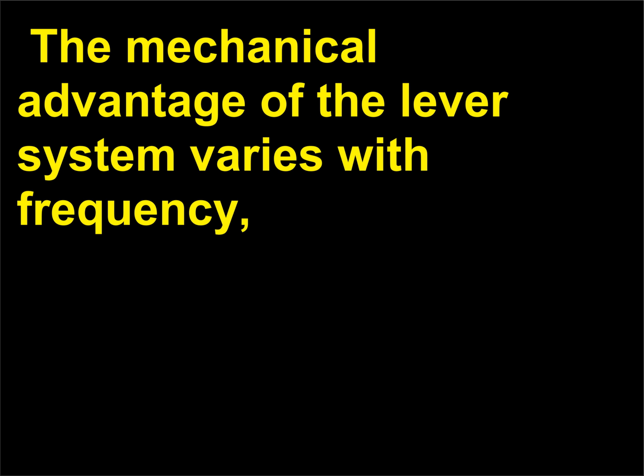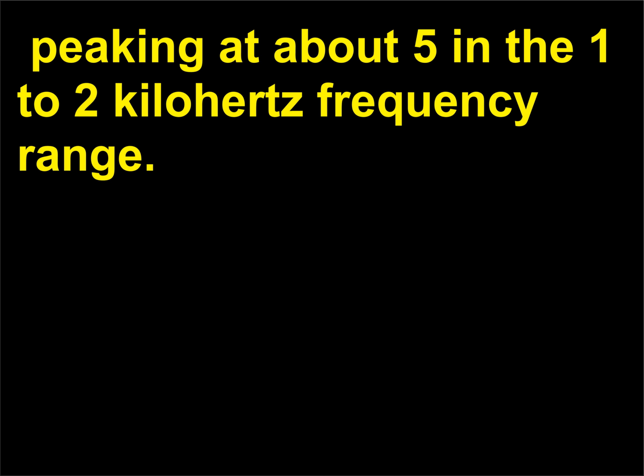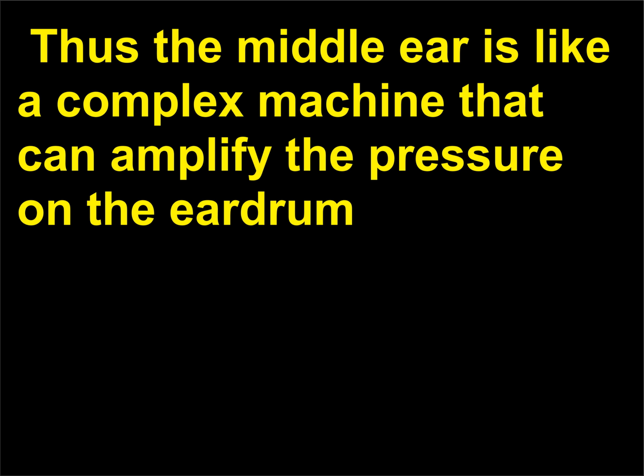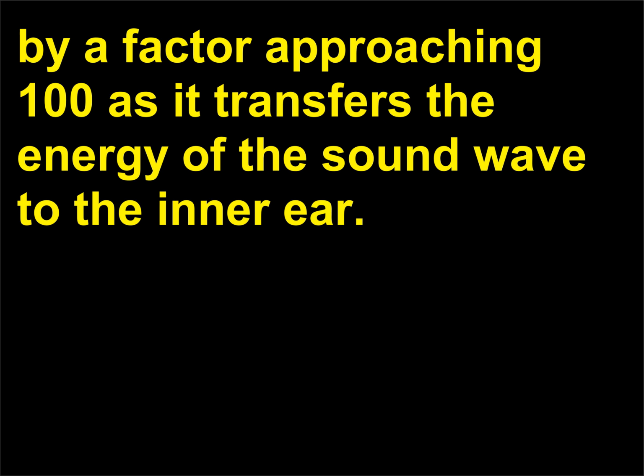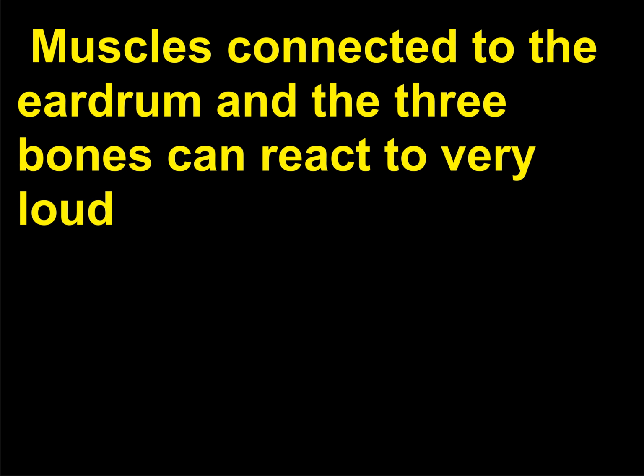The mechanical advantage of the lever system varies with frequency, peaking at about 5 in the 1 to 2 kHz frequency range. Thus the middle ear is like a complex machine that can amplify the pressure on the eardrum by a factor approaching 100 as it transfers the energy of the sound wave to the inner ear. Muscles connected to the eardrum and the three bones can react to very loud sounds and reduce the sensitivity of the ear, thus protecting it from damage.